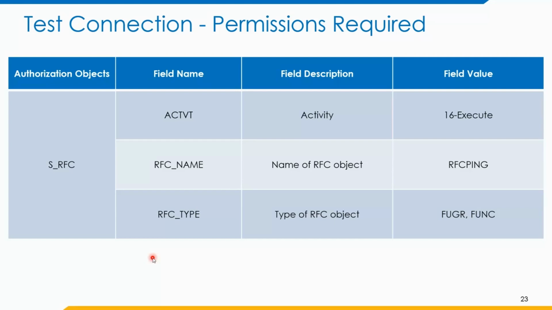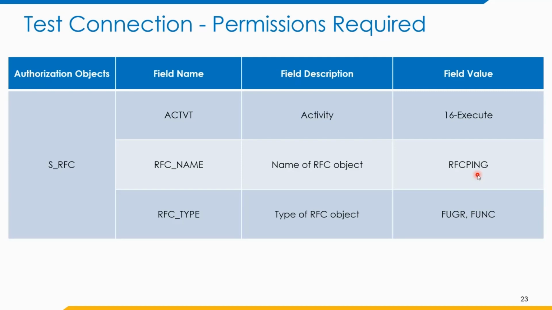Coming to the permissions required for test connection, this is the authorization object that needs to be configured in the SAP HR system, that is the authorization object called S_RFC. As we know, the test connection is only to test whether SailPoint IdentityNow is able to communicate from the SailPoint IdentityNow system to the SAP system or not. That is the main motive for test connection. The activity type is execute. The RFC name, the remote function call name, is RFC_PING.